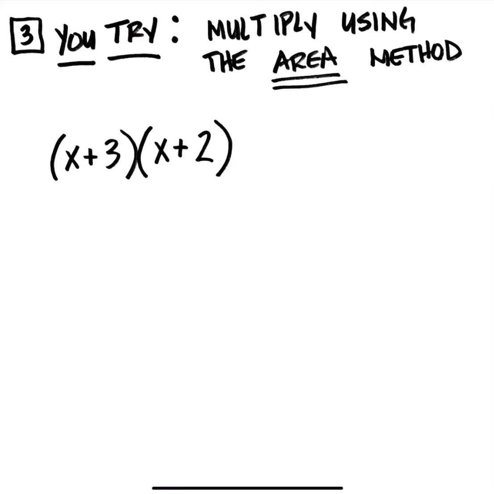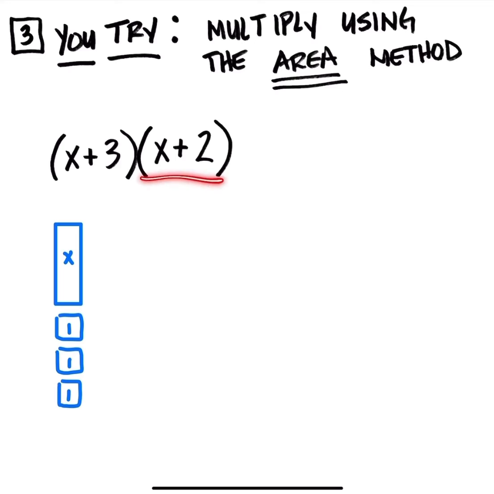So let's first set up our area tiles, and we'll first begin with x plus 3. Our x tile is represented by this area tile, and our plus 3 is represented by these 3 1 area tiles. X plus 2, we have our x tile and 2 1 tiles.